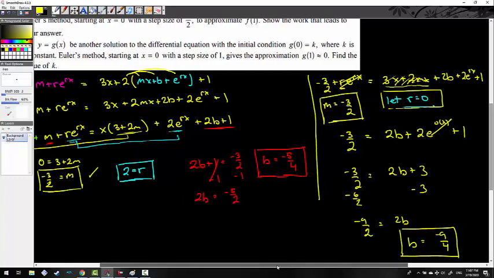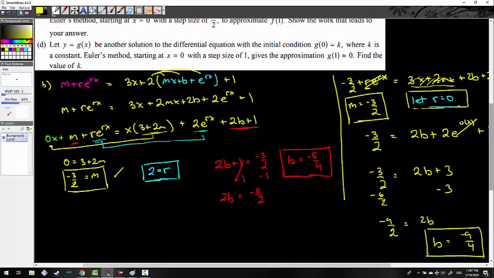I'll be honest with you, the more obvious one was the initial version of b, where you just solve by association. Let me clean up the board real quick. I'll be back in a flash with letters C and D for some Euler's method.